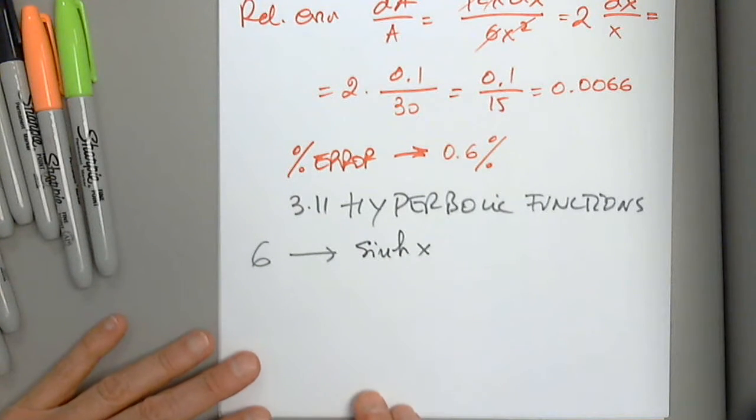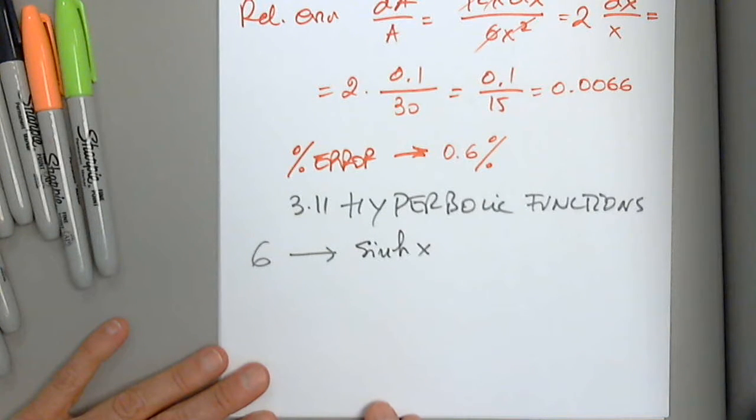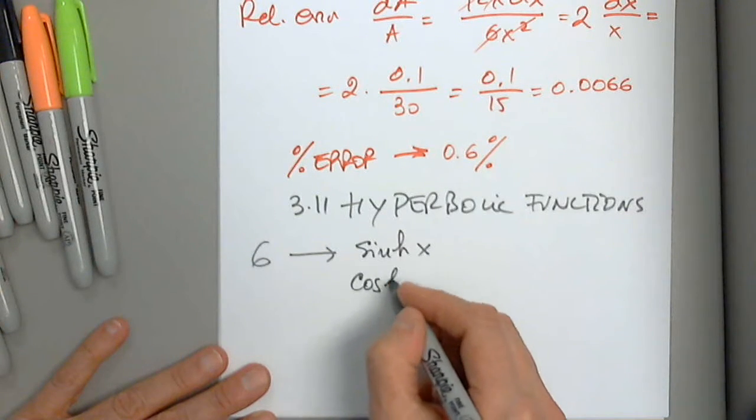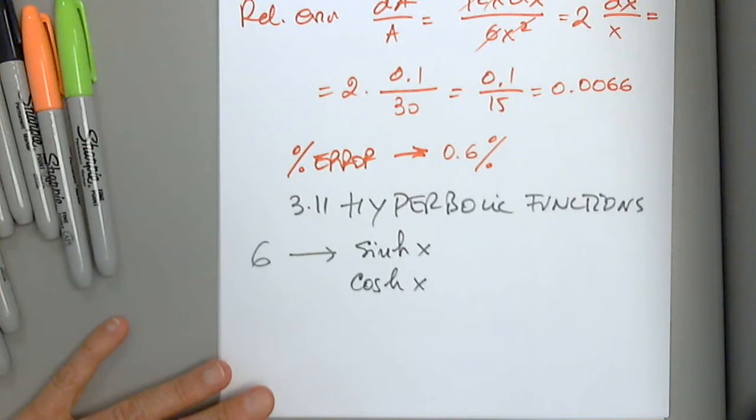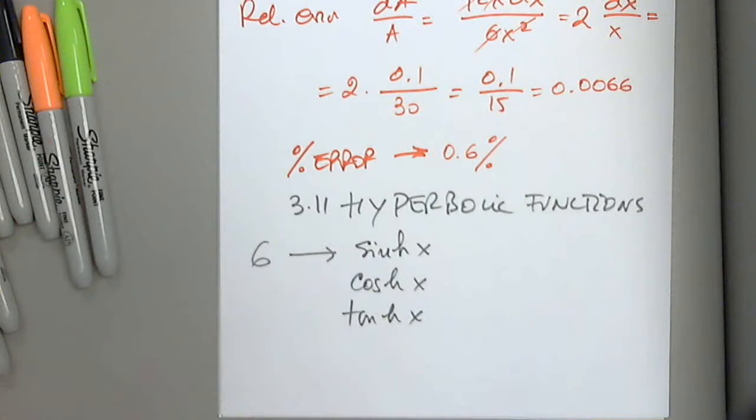Hyperbolic sine. It's not a sine function. It's a hyperbolic sine. Hyperbolic cosine. And hyperbolic tangent. There are 6, of course, including secant, cosecant, and cotangent. I'm not going to ask you anything about the other 3. I'm not going to ask you about the inverse functions for these 6. Just these 3.